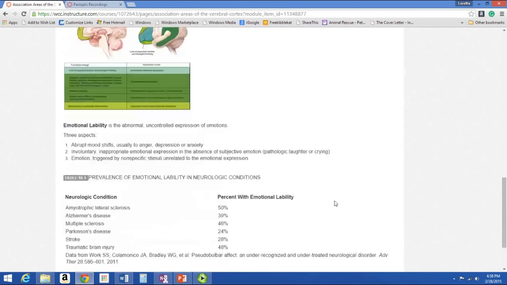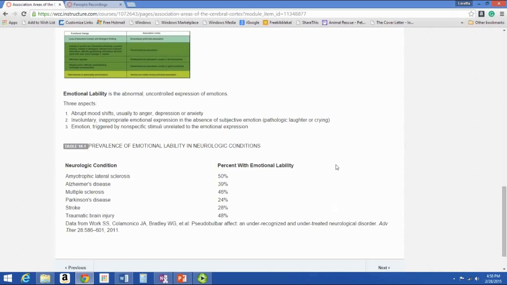A lot of times as a result of a brain injury or some other types of neurological disorders, you can get emotional lability, which is the abnormal, uncontrolled expression of emotions. So there are 3 aspects of emotional lability. One is abrupt mood shifts. Usually they anger quickly or get depressed or anxious. You can have people who appear to shift from mood to mood with no stimulus.